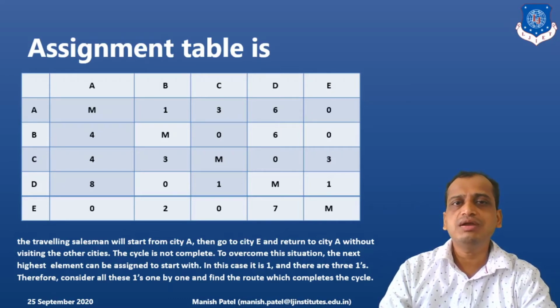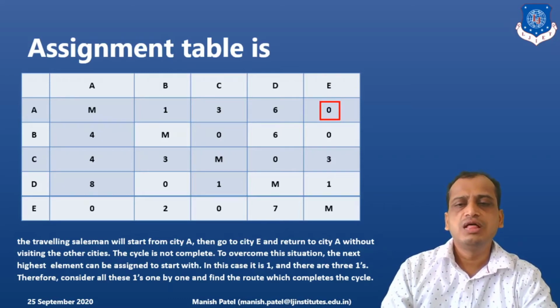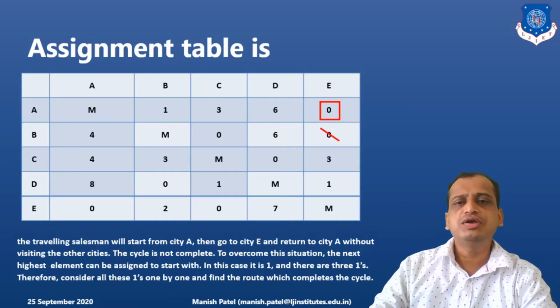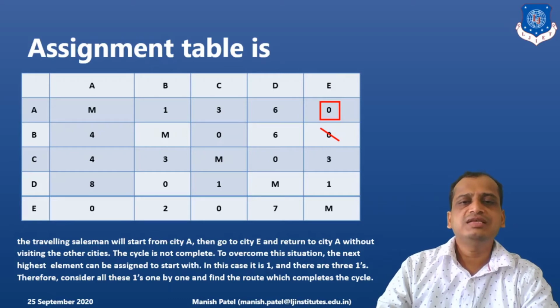How do we do the assignment? I have written the steps as well. First of all we will scan the rows and then the columns. You can do it either way as well. Let's start with the row first. First of all I will assign A to E, from city A to city E. Then obviously the corresponding 0 in this column we have to cancel, because that column is already assigned. The route is also already assigned from A to E. Clear? Next, we will scan the second row.